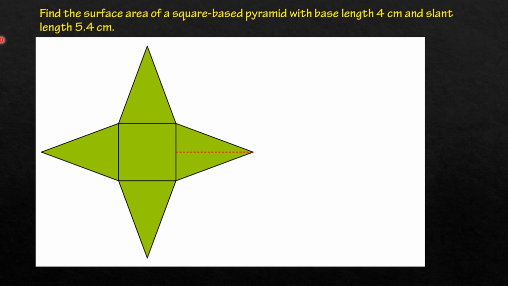Our question is, find the surface area of a square base pyramid with base length 4 centimeters and slant length 5.4 centimeters. The first thing you should do is add the labels. The length of the base edges, 4 centimeters each. The slant height is 5.4. I'm only going to draw it once. It's the same for each face.